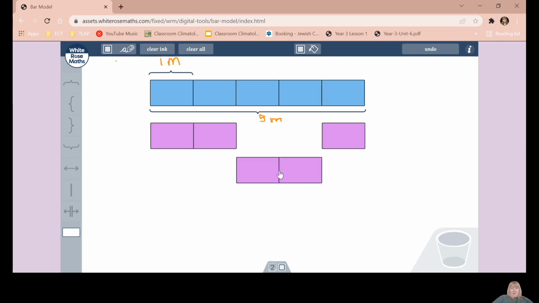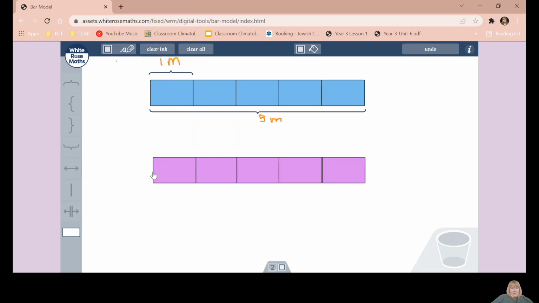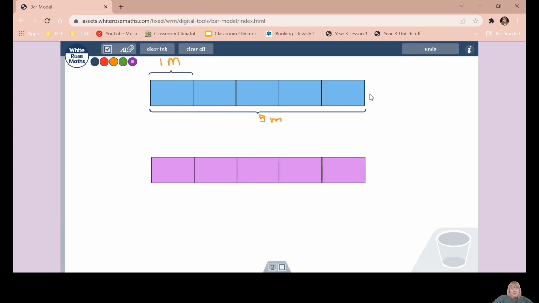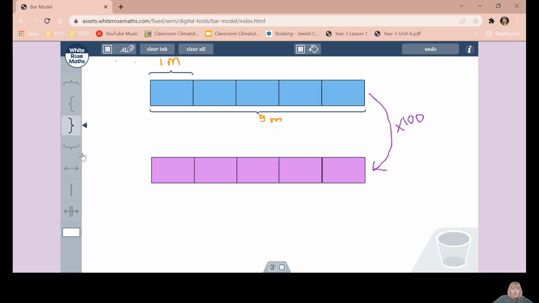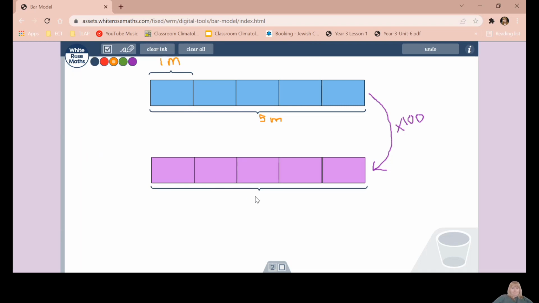Okay, so we know that my bar is 5 metres long. We want to now know how large my purple bar is in centimetres. So our first step for this is to multiply by 100, because there are 100 centimetres in 1 metre. So we're going to multiply by 100, which would make my whole bar overall, so 5 multiplied by 100 leaves me with 500 centimetres.